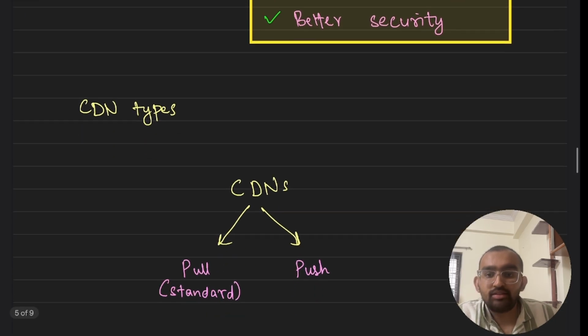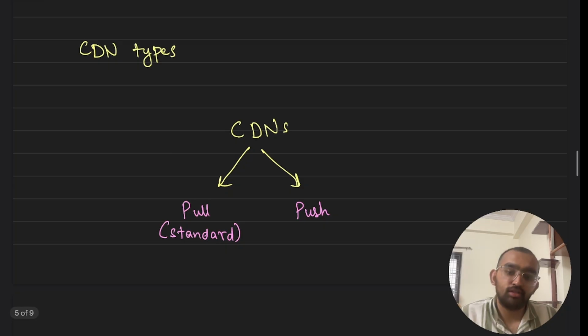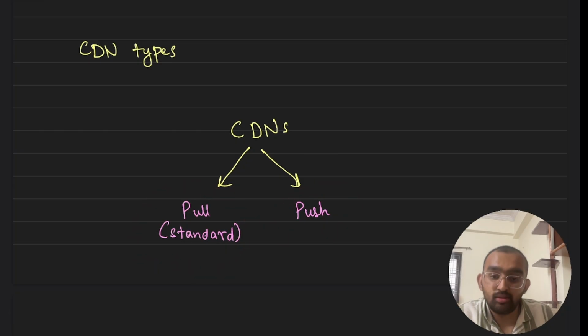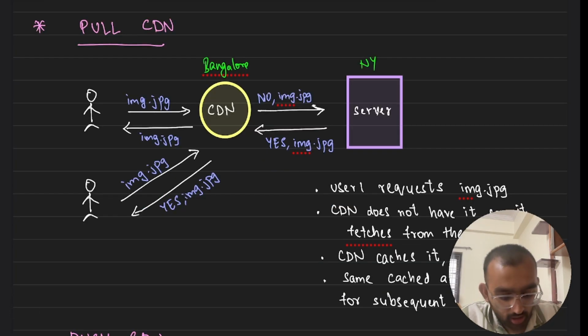And CDNs come in two types. One is a pull based CDN and the other is a push based CDN. Pull based is usually the standard way. Let's understand how a pull CDN works. Say you're the user and you are querying an image. So it first checks your CDN, say it is located in Bangalore, and your CDN does not have the image. So what does it do?